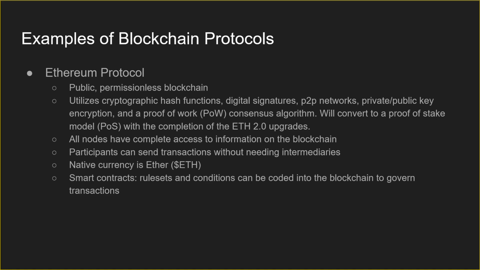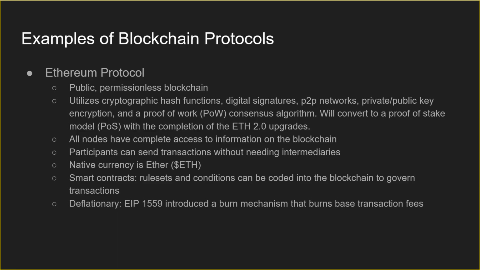Now, one of the features of the Ethereum protocol is the enabling of smart contracts, which are rule sets and conditions that can be encoded into the blockchain to govern transactions. This is something that separates Ethereum from Bitcoin and many other cryptos. It's also considered deflationary, where one of the more recent updates to the Ethereum protocol, the rule set on the blockchain, EIP 1559, actually introduced a burn mechanism that burns base transaction fees. And we'll take a look at how this works out in the next video. But this is one of the key differences between Bitcoin and Ethereum.